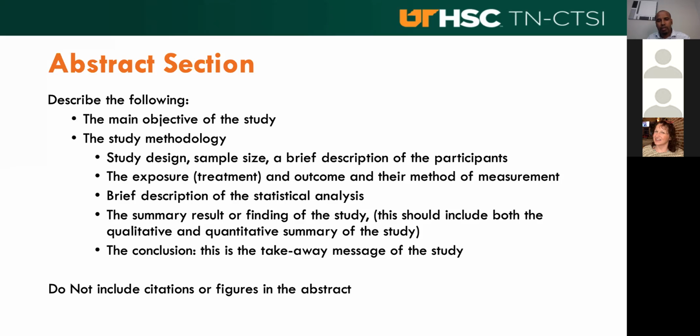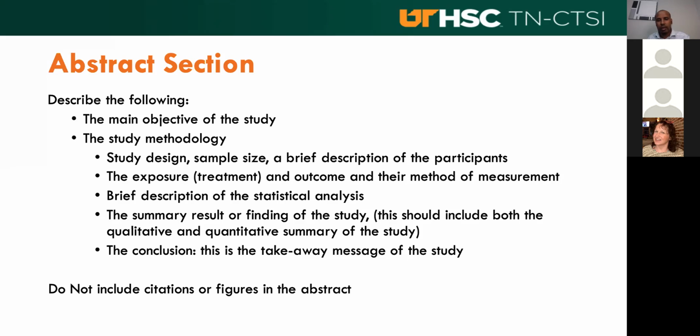Next, the methodology. This should describe the study design, whether it is a clinical trial, cohort, case control study, cross-sectional study, or whether it is a case series or case report. The sample size, how many participants have been included, and how the sample size was decided, but you can be detailed in the later section of your manuscript.